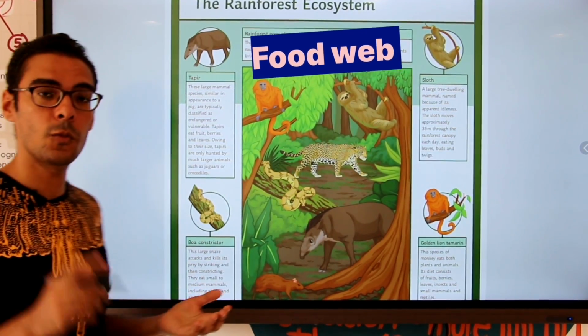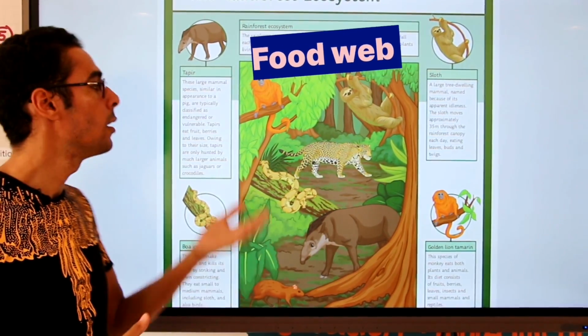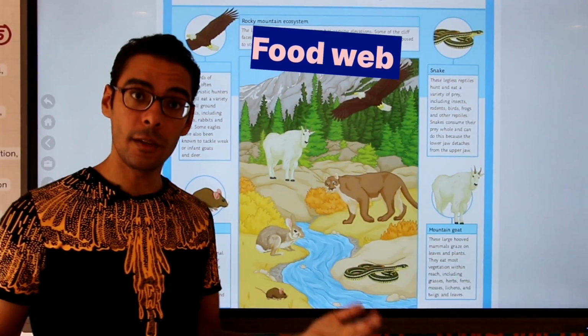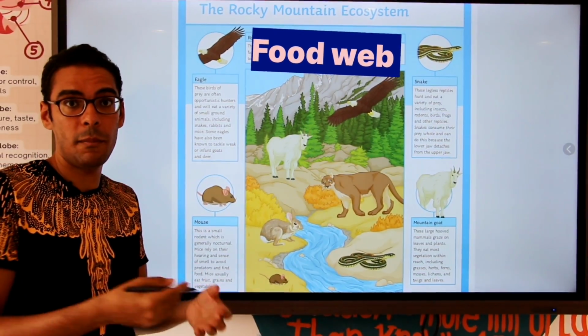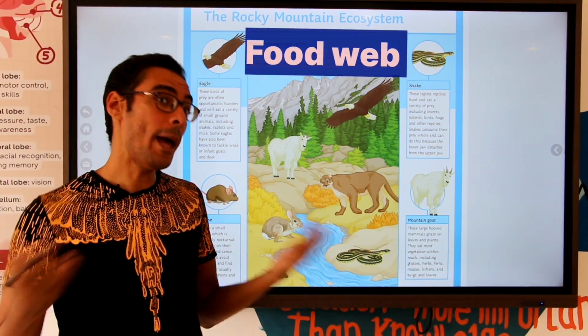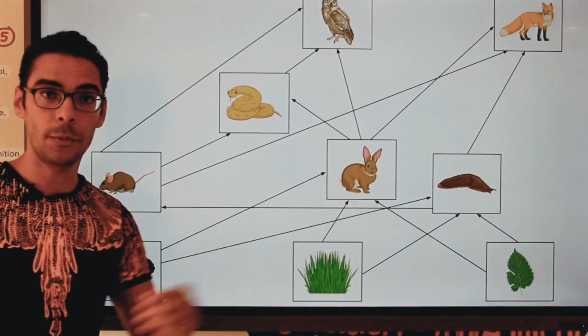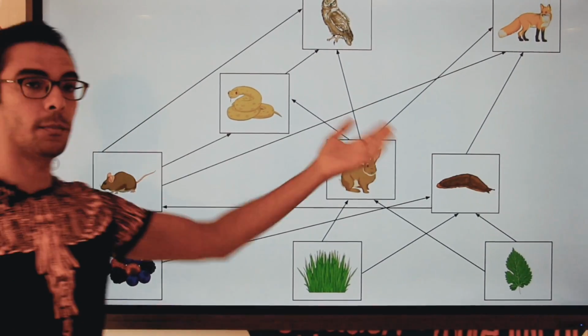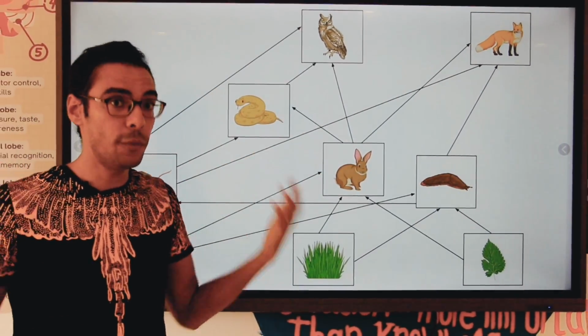So we don't have just one food chain. We have many food chains. Together they form the food web. Even in the Rocky Mountains, look there, you're going to find more than one food chain connected together. When they are connected, that shows you the food web. So the food web in any ecosystem contains more than one producer, more than one primary consumer, and more than one secondary consumer. It's full of animals.